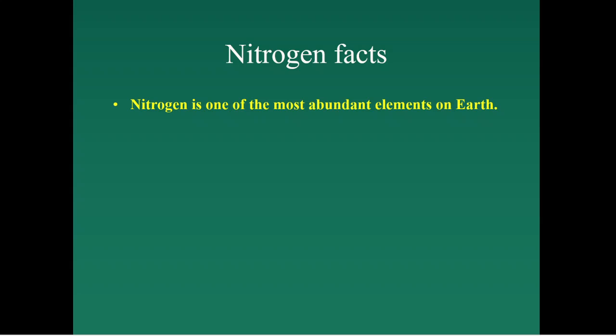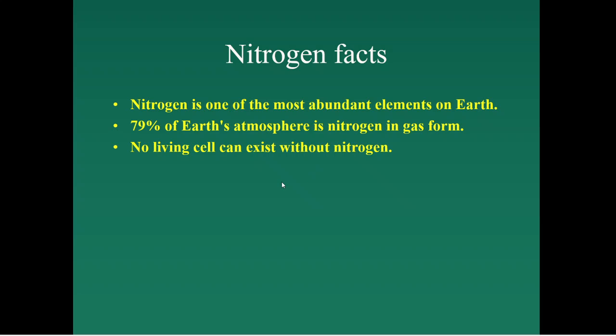So a couple of nitrogen facts. Let's learn a little bit about nitrogen. Most of you understand carbon, but let's learn about nitrogen. Nitrogen is one of the most abundant elements on Earth. 79% of the Earth's atmosphere is nitrogen in gas form. Now, plants cannot take the nitrogen from the air into themselves. They actually have to take the nitrogen from the soil, okay? And no living cell can exist without nitrogen. You have nitrogen, I have nitrogen, everything has nitrogen. It's part of those nucleic acids, which are part of DNA, and without DNA, we learned we cannot be here, okay?